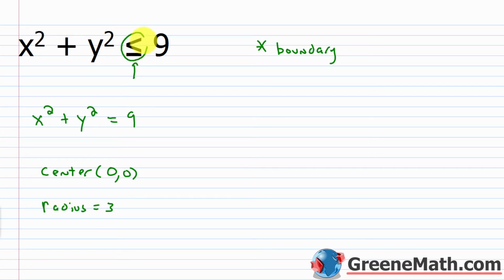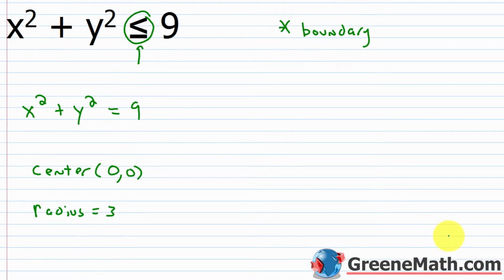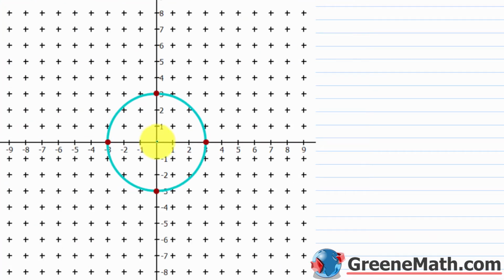Remember this is a non-strict inequality, so I'm going to have a solid boundary. I go to my center, and from the center I go 3 units to the right, make a point, 3 units down, make a point, 3 units to the left, make a point, 3 units up, make a point. So I have my circle. I would obviously sketch the graph around those points. And again, it's a solid graph because it's included in the solution.